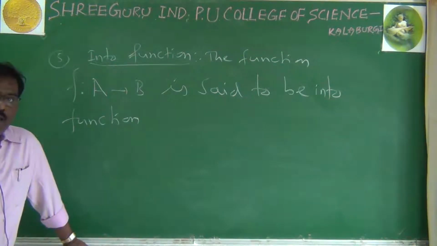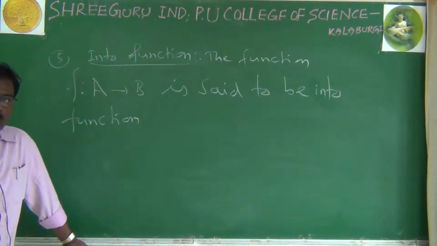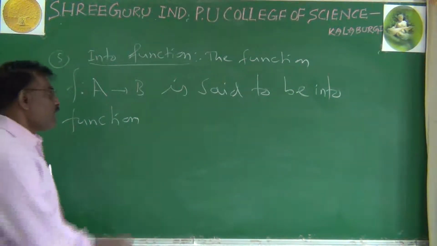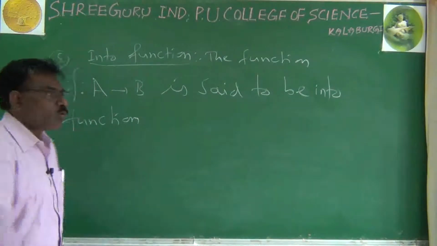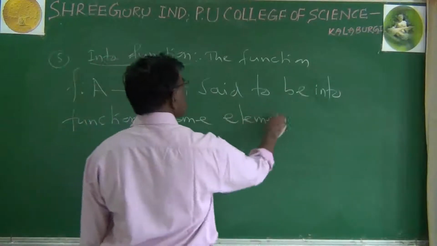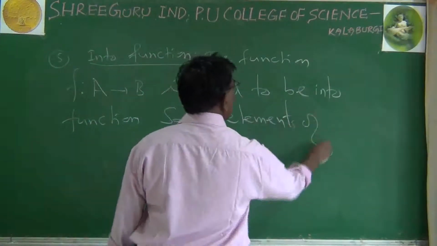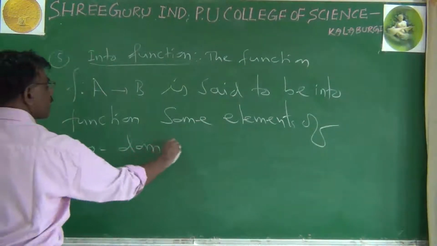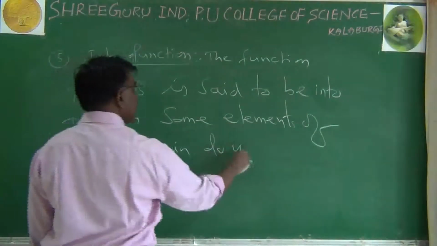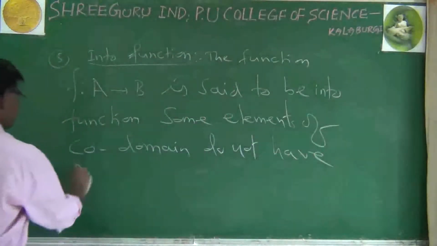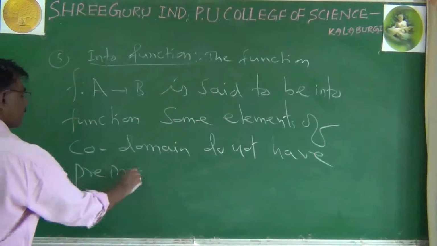If there exists an element in set B, there is no free image in what? In... or even some elements of codomain. Some elements of codomain do not have a free image.